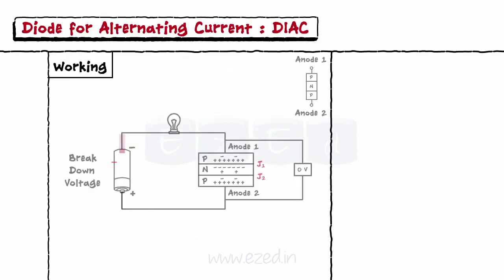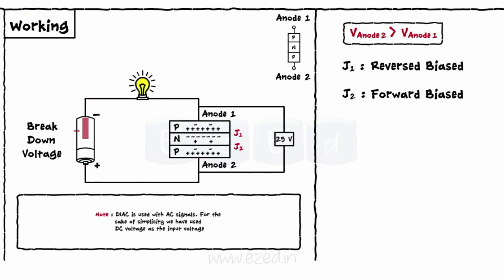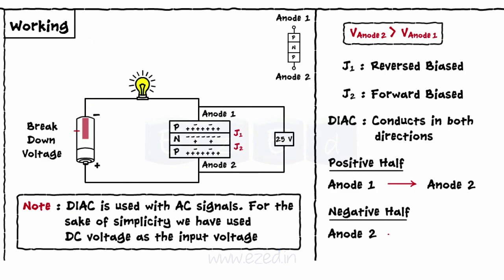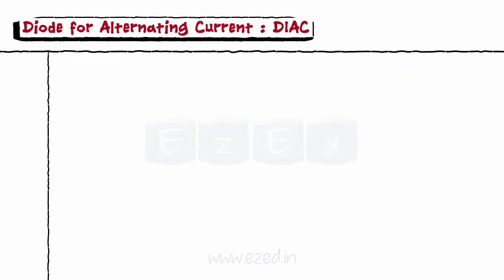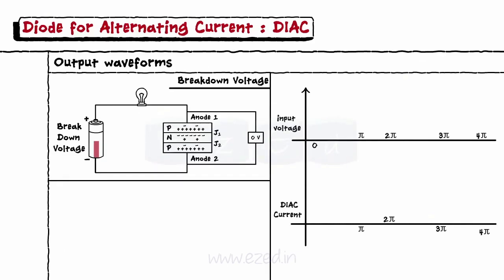The same operation occurs when anode 2 receives more voltage than anode 1. In this case, the current flows in the opposite direction, that is from anode 2 to anode 1. Thus, the DIAC can conduct in both halves of the input signal, acting as a two-way valve. Now, let's study the operation of the DIAC with the help of waveforms.